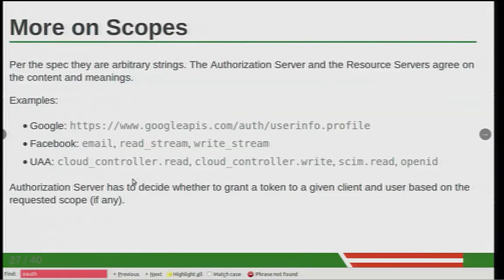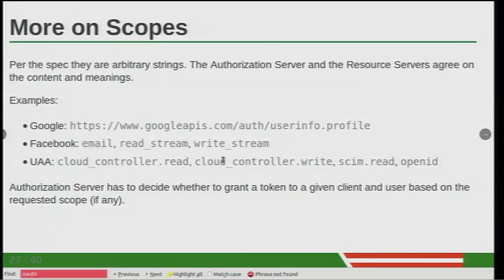Okay, more on scopes. They're arbitrary strings. It's just something that you agree between the authorization server and the resource server. In the case of Google, they've got this URL format. So if you want to see user info, you have to ask for this kind of scope explicitly when you get the authorization code. Facebook uses role type, resource name type short strings, very mnemonic, easy to read. The UAA uses some of those, so it uses OpenID, for instance, because that actually comes from OpenID Connect. It's an OAuth2 authentication spec protocol.